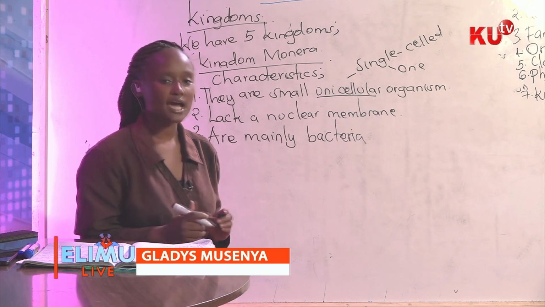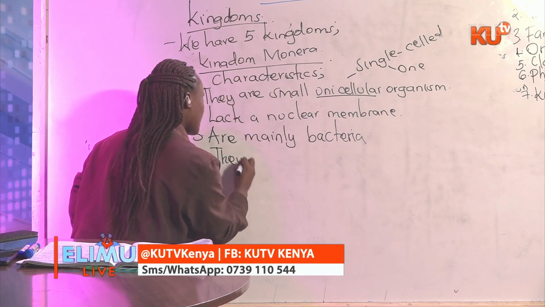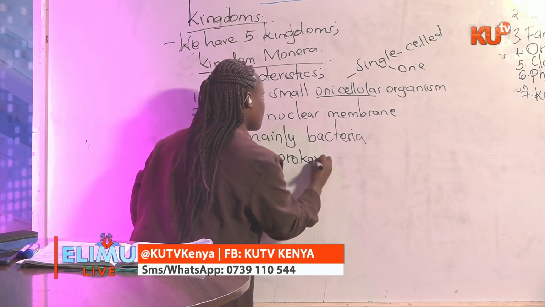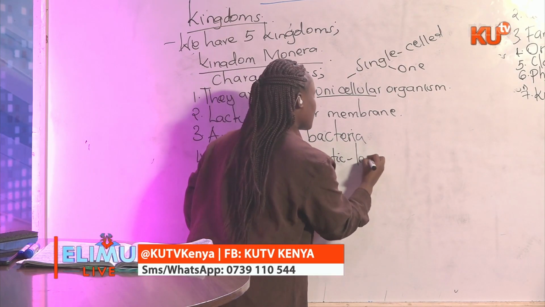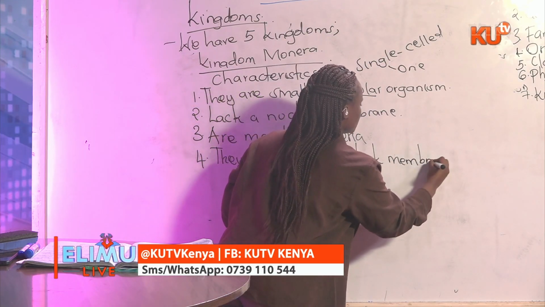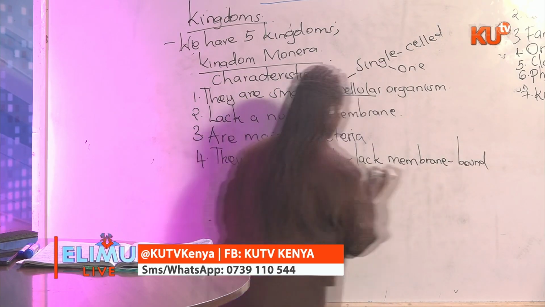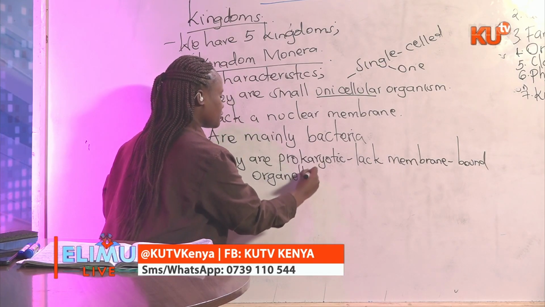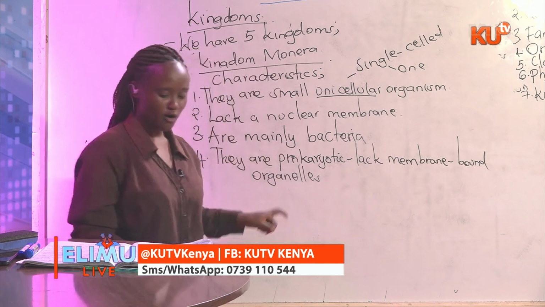They are mainly bacteria, and then they lack membrane-bound organelles. That means they are prokaryotic. Prokaryotic means lacking membrane-bound organelles.